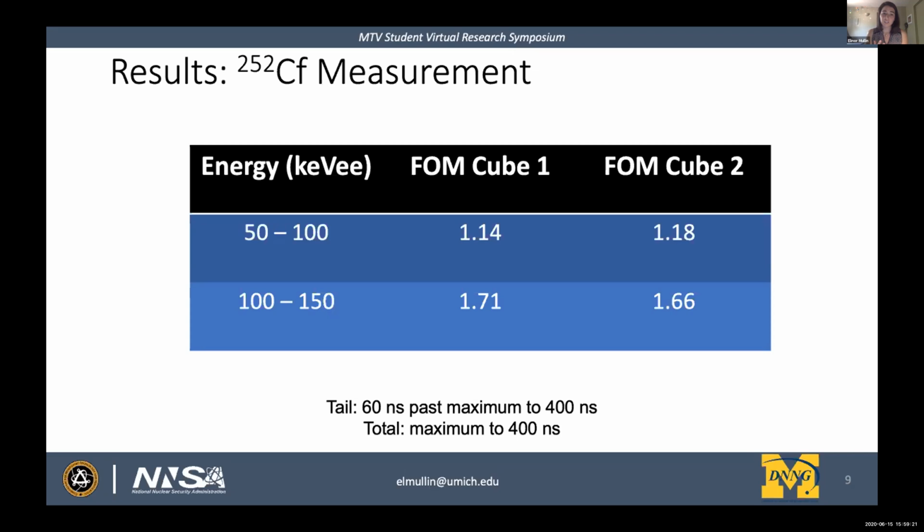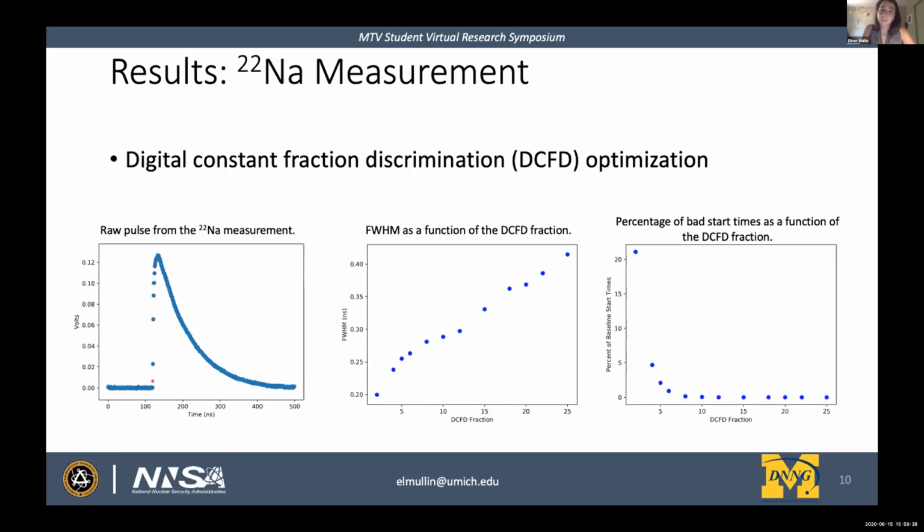And for anyone who's interested, our optimized tail integration region ended up being 60 nanoseconds past the maximum of every pulse, out to 400 nanoseconds of each pulse, and our total integration region was the maximum of each pulse out to 400 nanoseconds of each pulse. So next I'll move on to the results of our sodium-22 measurement.